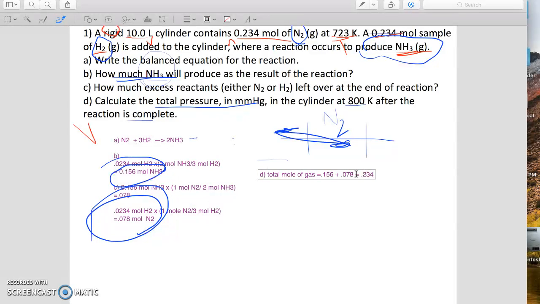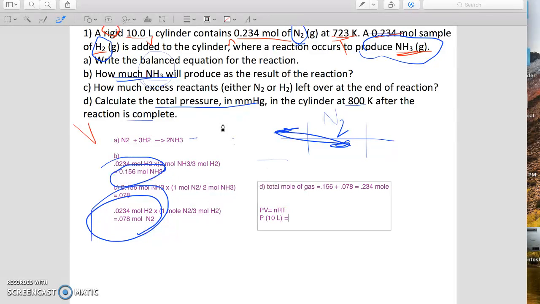Okay, so next what's going to happen? Well, that is my mole. Next you're going to use the PV = nRT equation and solve for it. Alright, let's see. Do we have a P? No, that's the one we're solving for. So PV = nRT. P we don't know. V we know, they give it to you up there, 10 liter. I'm just going to say 10 liter.